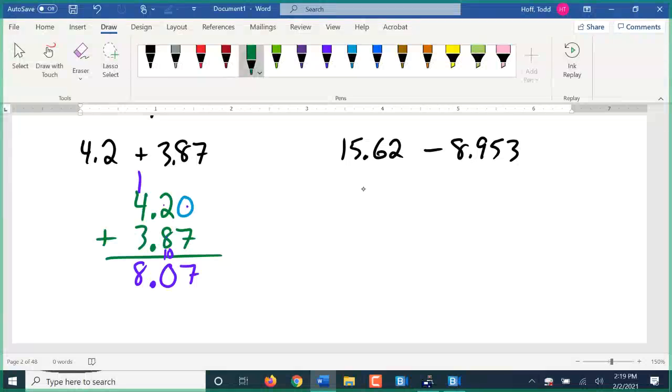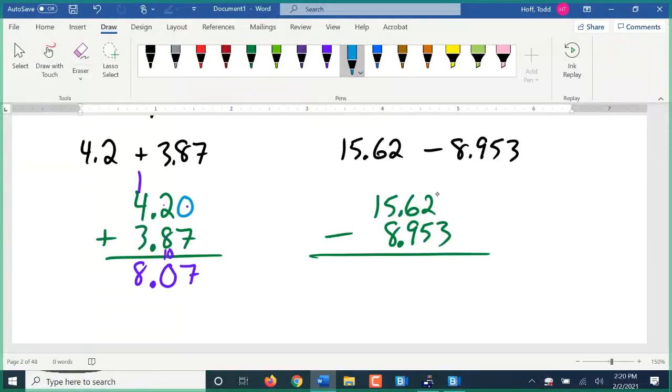So when we go ahead and write this again, 15.62. Again, I put the decimal point in the second number first just to make sure it stays lined up. Then I fill in the rest of the number around it. Once again, we should fill in any missing place values with zeros after the decimal. So that becomes 0.620, so we have 3 decimal places in both numbers. And now we'll go ahead and subtract.